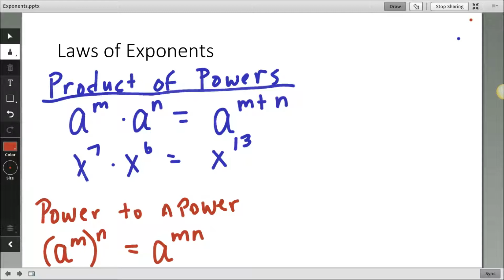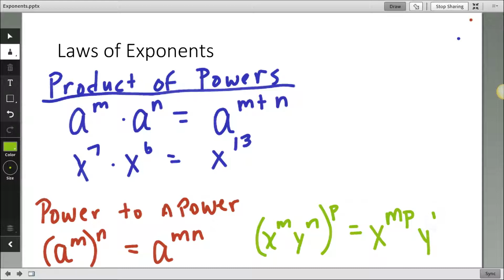Now that also can look like this. So let's say we had a couple things in the power that's raised to a power. We're going to use kind of like the distributive property. We're going to apply that power. So p in this case will be applied to both terms, x to the m and y to the n. So we'll get x to the m p and then y to the n p. So we give that to both things. Make sure you understand you have to give it to both terms. So that's the first two rules there.